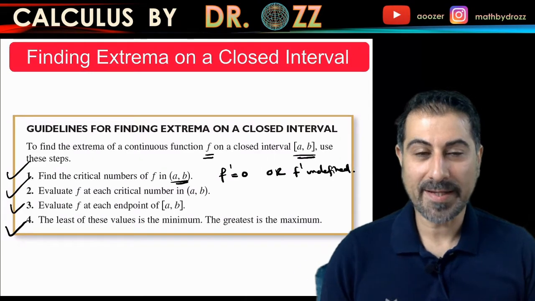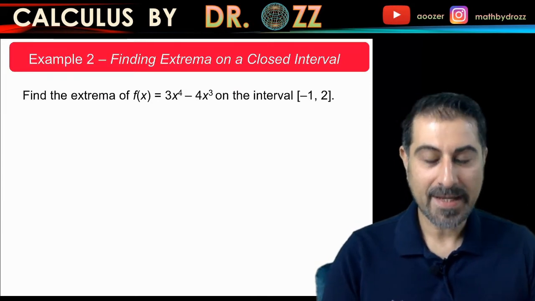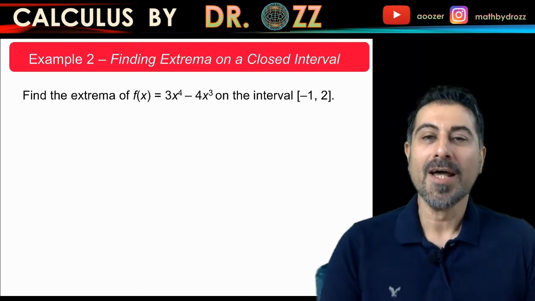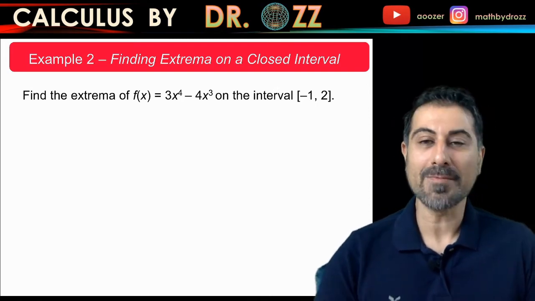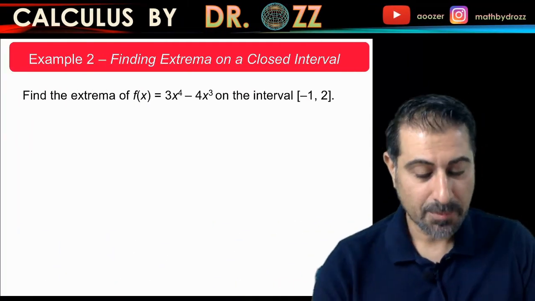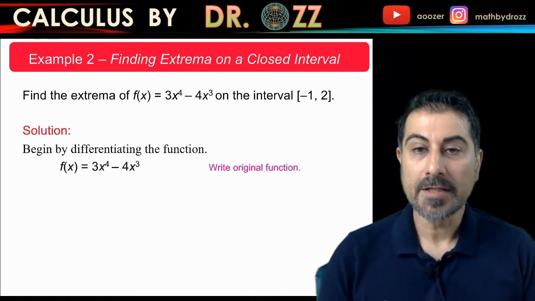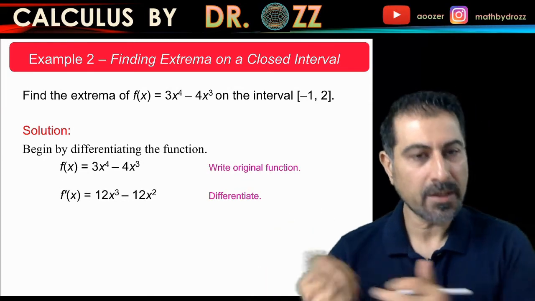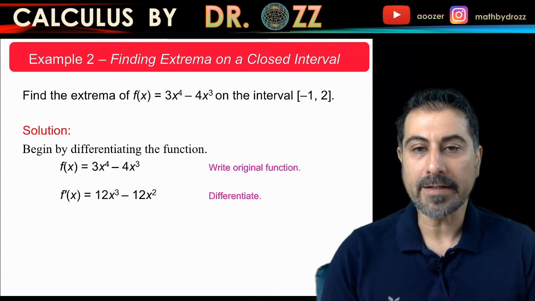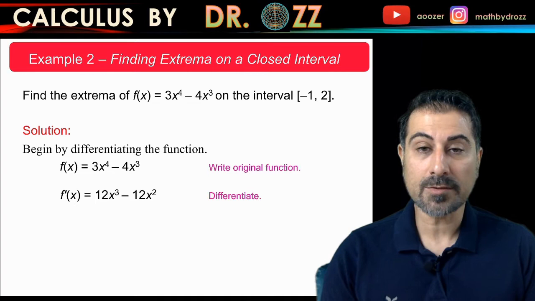All right, let's go with an example and try to apply the 4 steps in the guidelines for finding extrema on a closed interval, [-1, 2], for the function 3 times x to the fourth minus 4 times x cubed. Our first task is to spot critical numbers, and we need f prime for that purpose. So we're going to write the original function and take the derivative using the rules that we learned in chapter 3. In fact, only the power rule is enough to find the derivative of f. So it's 12x cubed minus 12x squared.